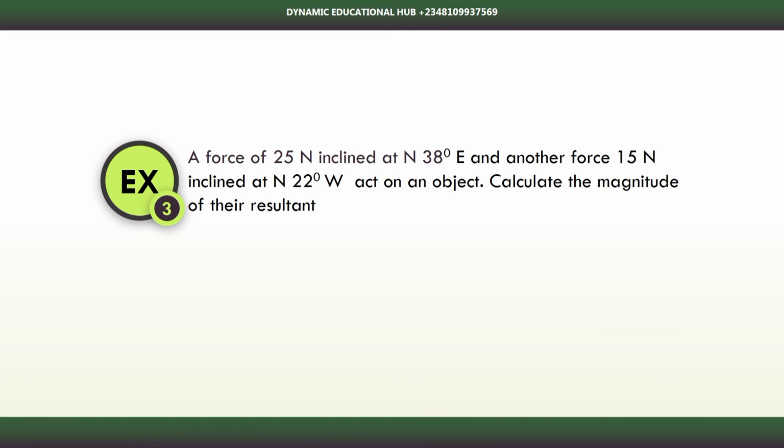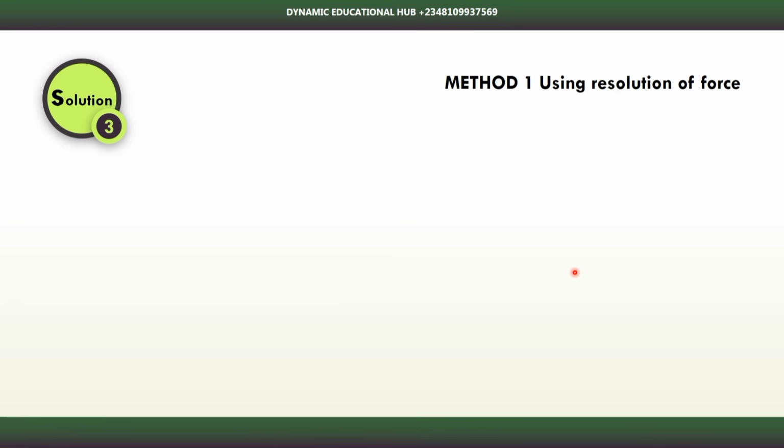Now there's another question which was sent to me on the group: a force of 25 Newton inclined at north 38 degree east and another force of 15 Newton inclined at north 22 degree west acts on an object. Calculate the magnitude of their resultant. We want to use two different methods to solve this question. The first method is to use resolution of force that we've known. Let's see how to apply it.